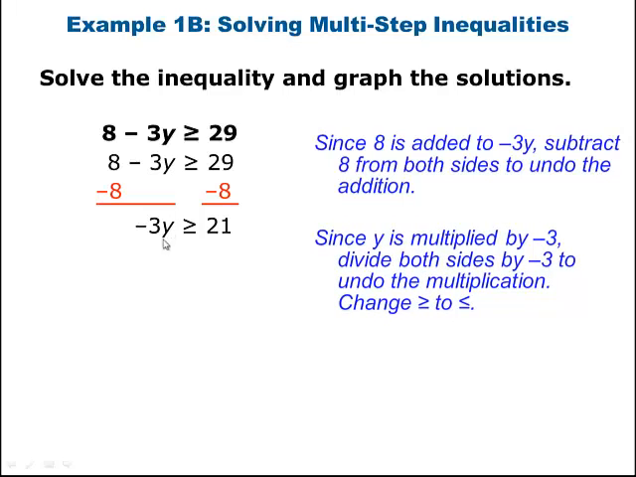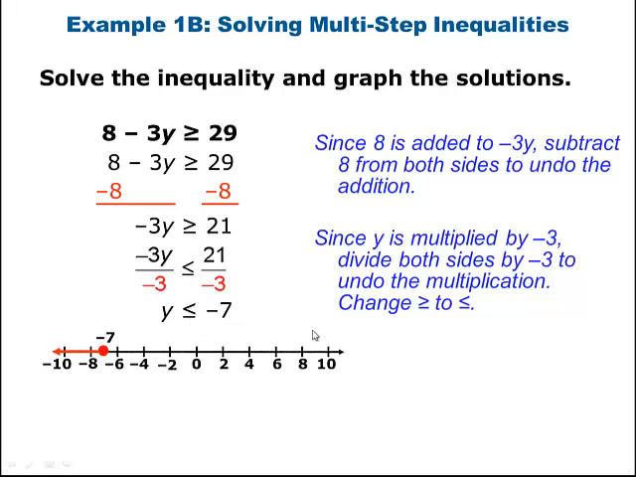Now, we need to undo that multiplication, so we're going to divide. And remember, when you divide by a negative number or multiply by a negative number, the inequality flips or changes. So we're going to divide by negative 3 on both sides. The inequality changes and points a different direction. So y is now less than or equal to negative 7. At negative 7, it is a closed circle because of the less than or equal to sign. And we're going to shade to the left.